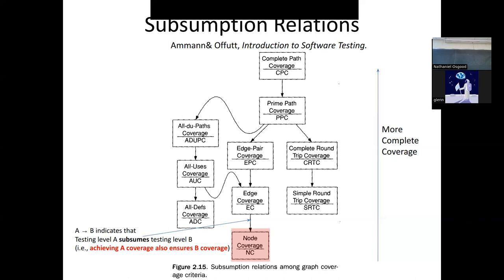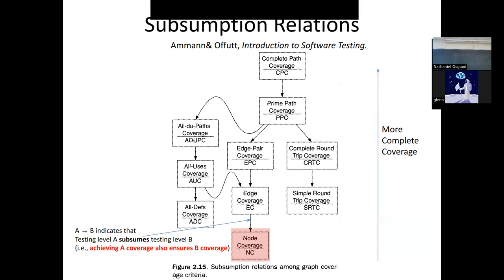Give me a pair of these where the first is greater than or equal to the second, meaning at least as good in level of test. Jesse? Edge coverage versus node coverage. Yeah, edge coverage is greater than or equal to node coverage in terms of coverage.